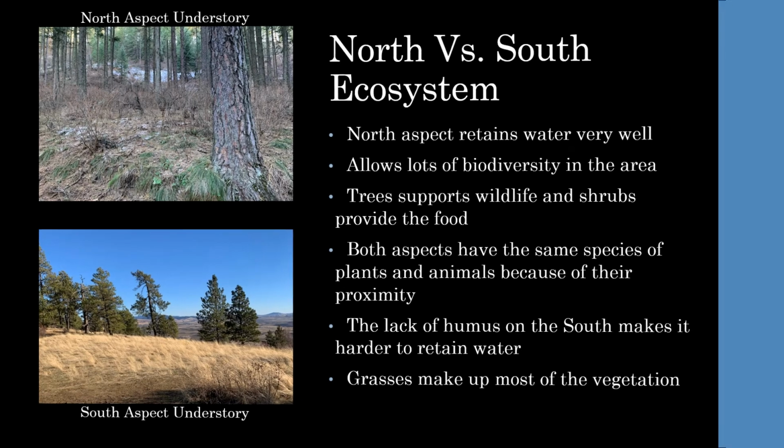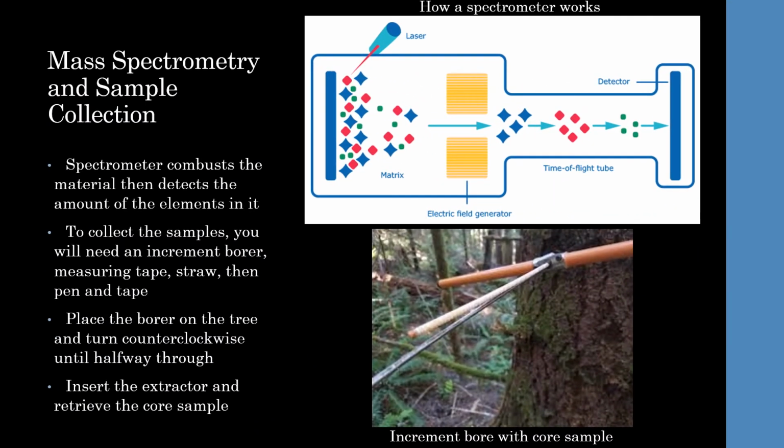Finally, I'm going to talk about mass spectrometry of Kamiak Butte. This is used to show the difference of the soil and how plants make use of each element. Mass spectrometry is a tool that measures the percentage of a sample. In this case, it will be the amount of carbon in trees on Kamiak Butte.